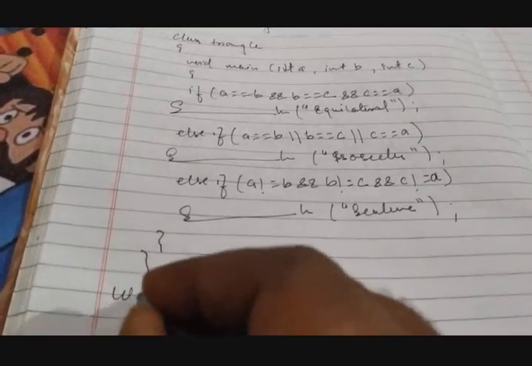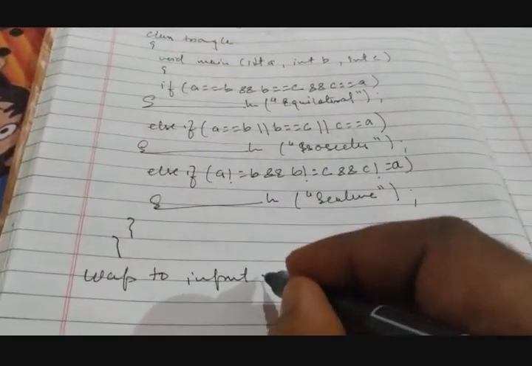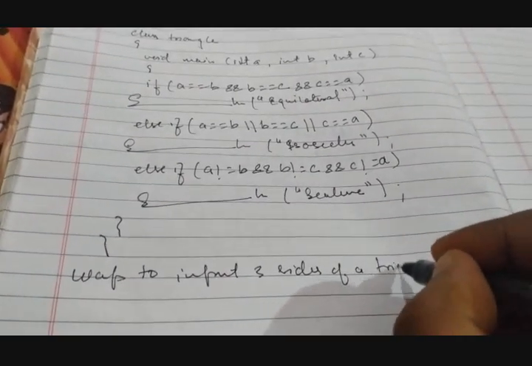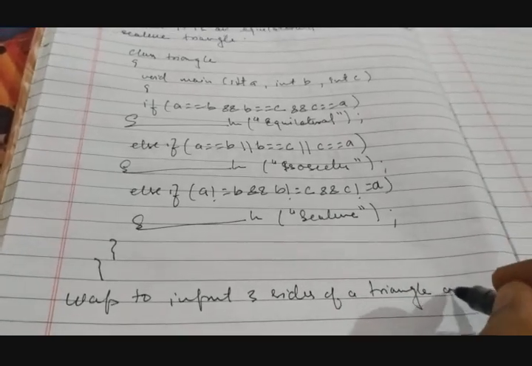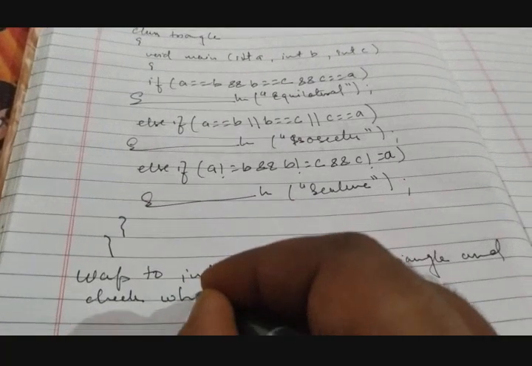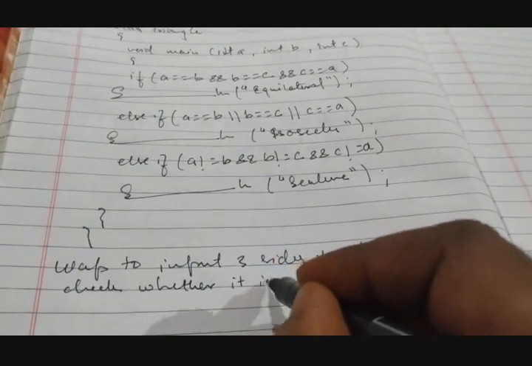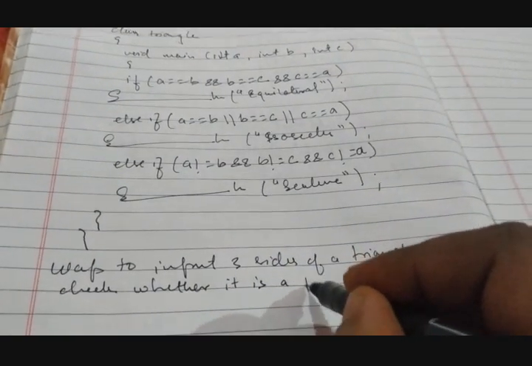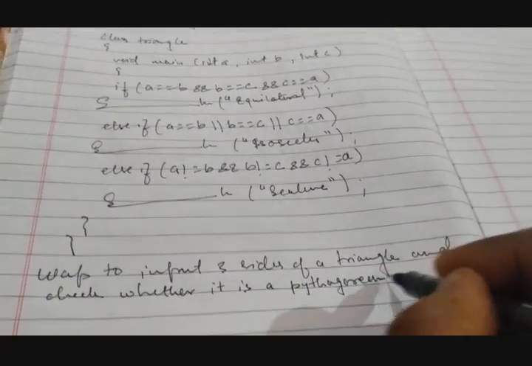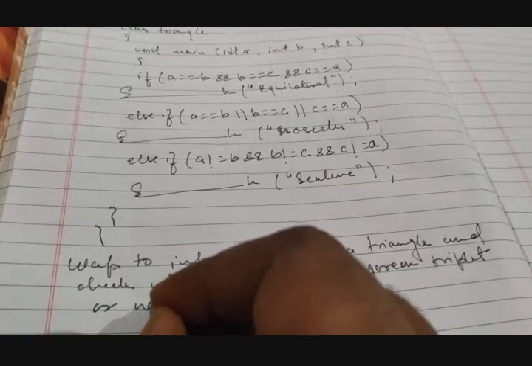Now, write a program to input three sides of a triangle and check whether it is a Pythagorean triplet or not. Do you know the Pythagorean triplet?